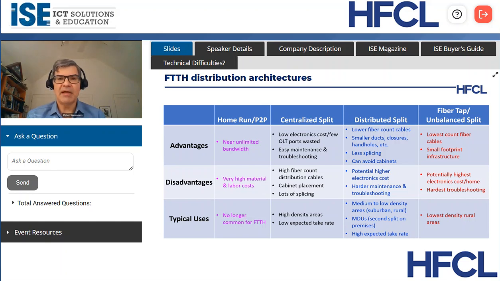The fiber tap or unbalanced split approach: the good part is very low fiber count cables, and therefore less expensive, and you can use very small footprint infrastructure. But it's probably the highest potential electronics cost per home. And it's the hardest troubleshooting because there are so many different split points where things are going on. It might take you a while to localize the break to repair. And it's typically used in low density urban areas, or, sorry, low density rural areas.